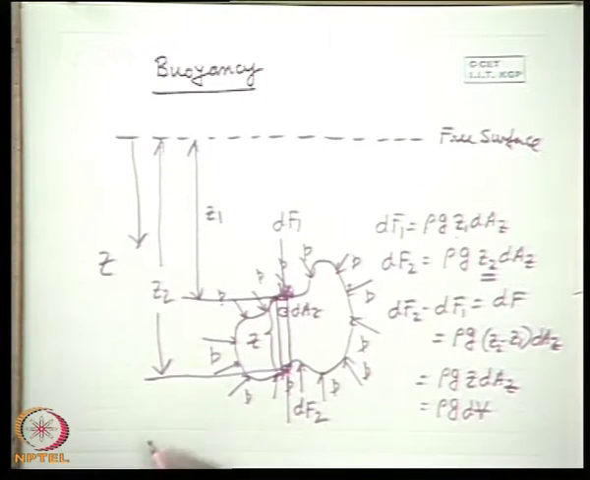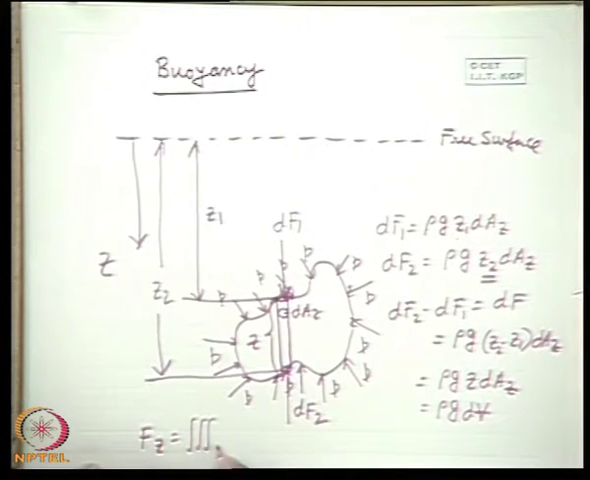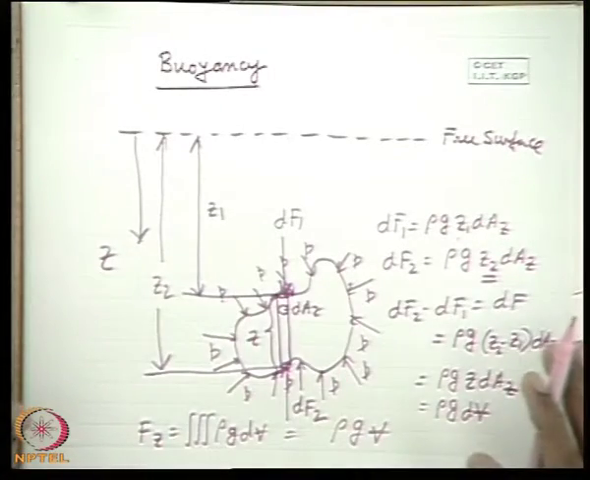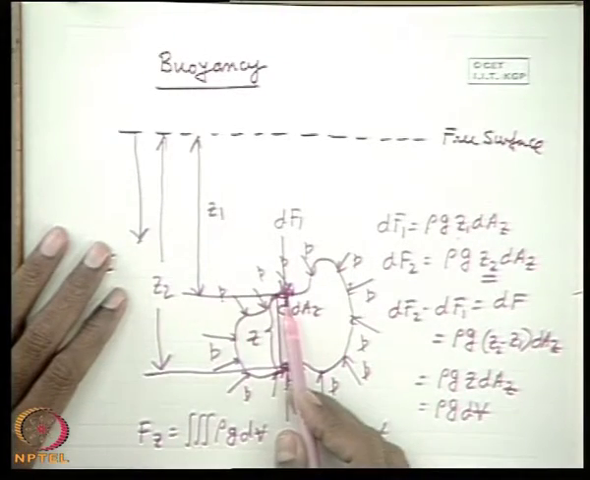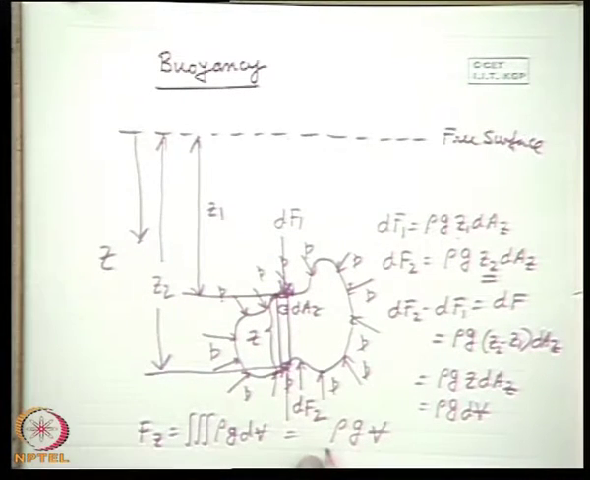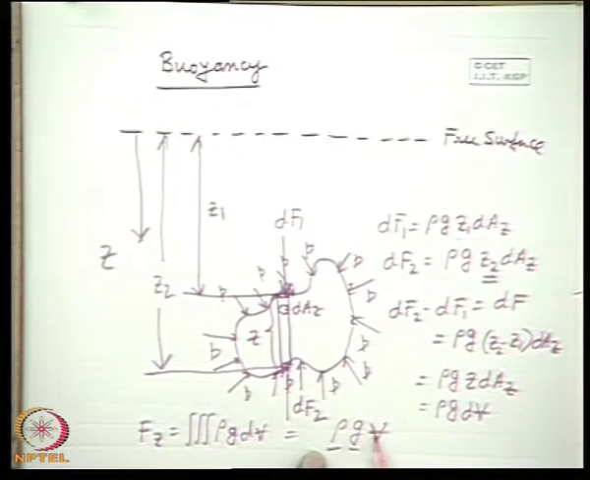So if we integrate, then we get Fz equal to the triple integration over the volume of rho g dV, that means we get rho g V. So we get the idea that the net hydrostatic pressure force in any horizontal direction is 0, but in the vertical direction there is a force which acts upward on the body, whose magnitude is equal to rho g times the volume of the solid body, the entire volume of the solid body.